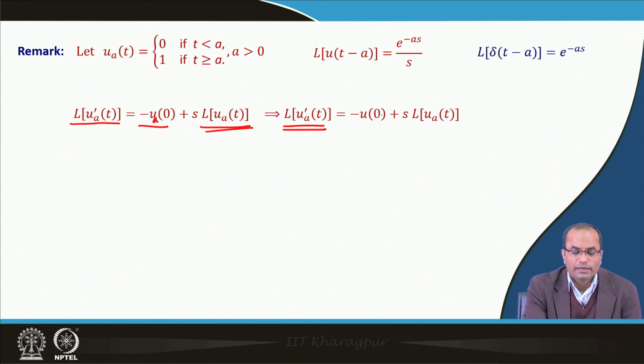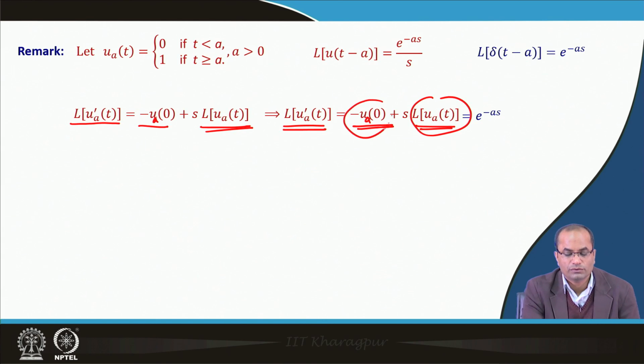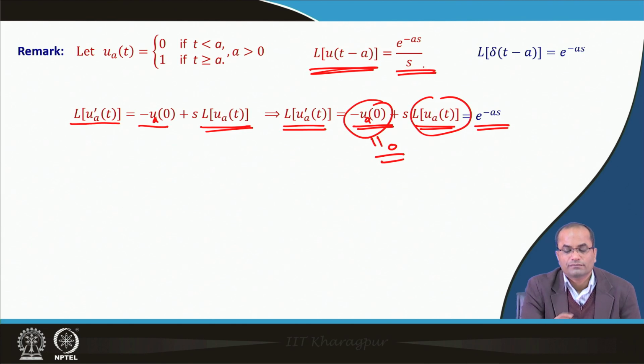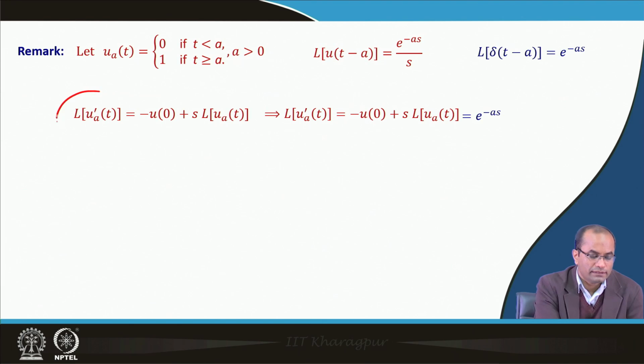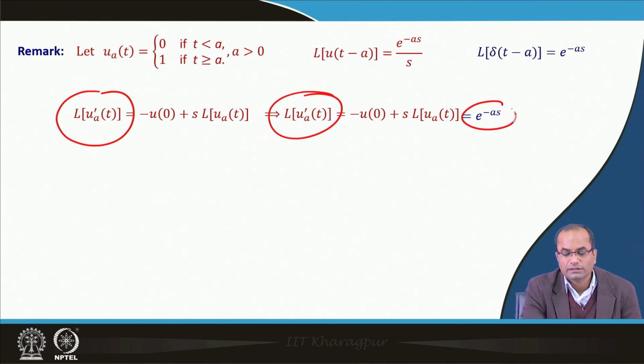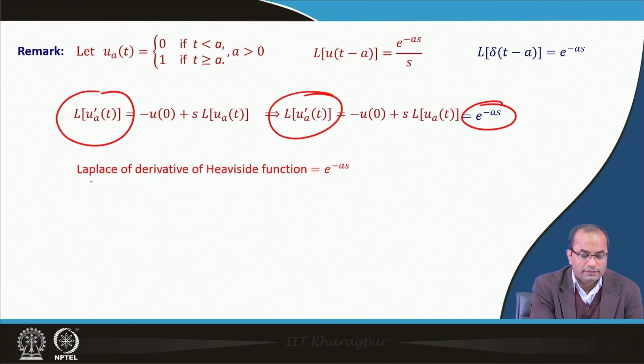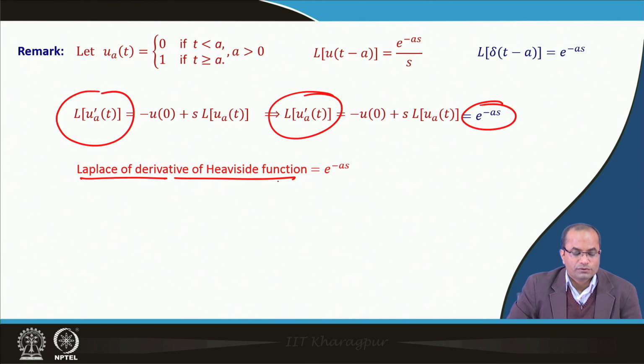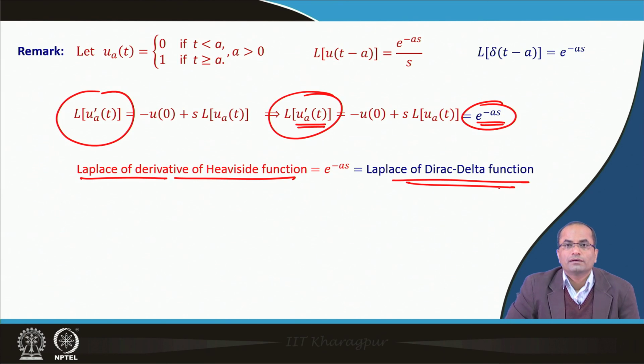So, the Laplace of the derivative of u_a is minus u_a(0) plus s times the Laplace of u_a. We substitute here, and because u_a(0) is 0, we have s times the Laplace of u_a(t), which is e to the power minus as. So we observe that the Laplace of the derivative of the Heaviside function is e to the power minus as, which is the Laplace transform of the Dirac delta function. So, the Laplace transform of the Dirac delta function and the Laplace transform of the derivative of the Heaviside function are the same.